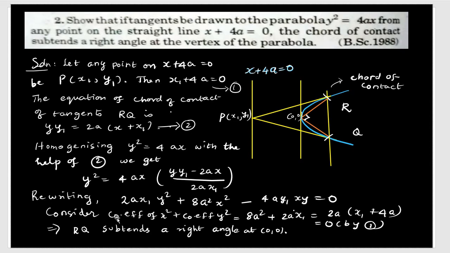We have to find out the coefficient of x square plus coefficient of y square. So here it is 8a square plus 2ax1. Taking this 2a out, we get x1 plus 4a. But already x1 plus 4a is 0 by equation 1. So you get 0, and therefore, coefficient of x square plus coefficient of y square being 0, RQ has to subtend a right angle at the center, namely at the origin 0, 0.